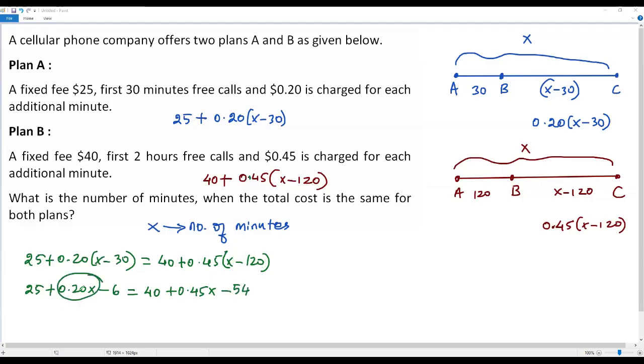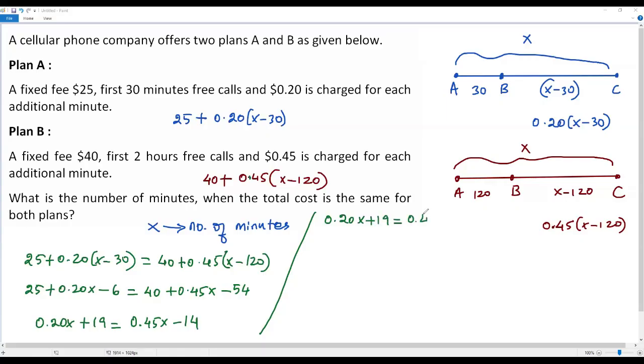Okay, here we can write this 0.20x as it is. And when I combine this 25 and minus 6, I'm getting positive 19. On the right side, we can write this one as it is, that is 0.45x. When I combine this positive 40 and minus 54, I'm getting minus 14. Okay, let me continue over here. Let me write the same equation: 0.20x plus 19 equals 0.45x minus 14.